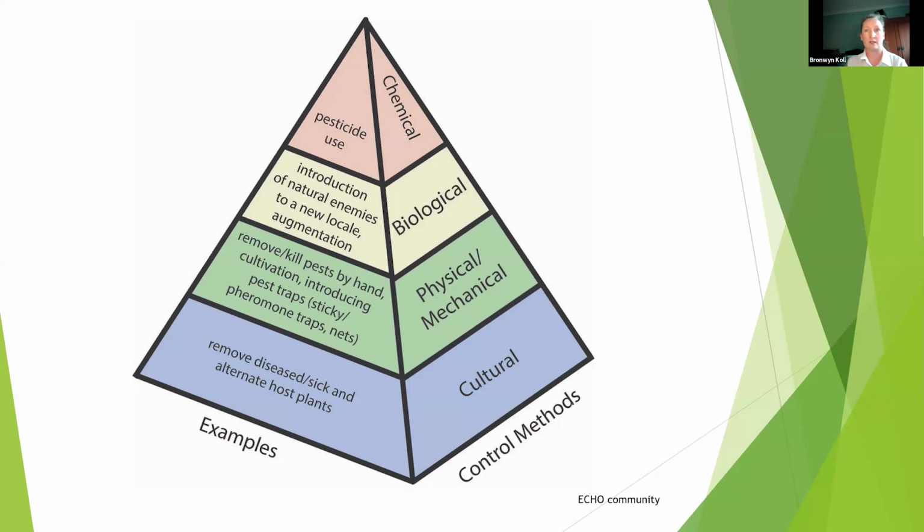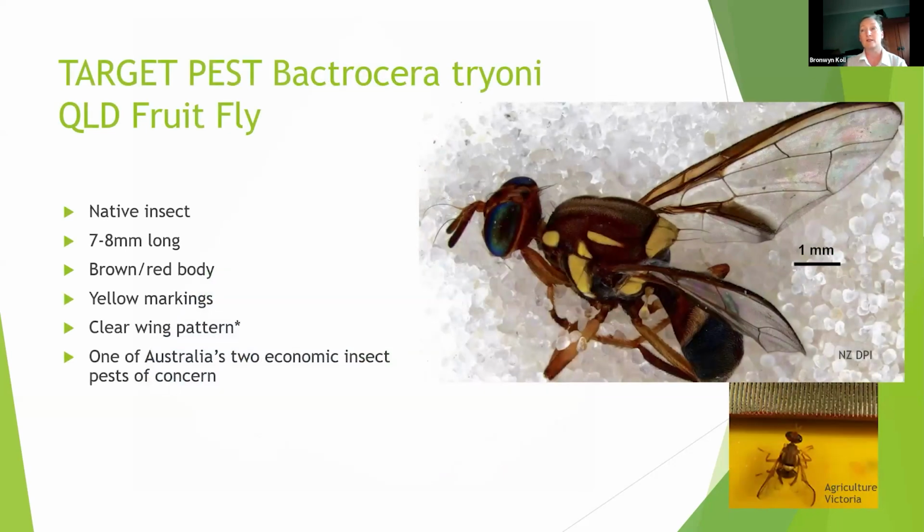So let's start doing an IPM strategy for Queensland fruit fly. This is our target pest. Queensland fruit fly is native to Australia. It's native to the east coast of Queensland. It's 7 to 8 mil long. It has a brown-red body. It has distinct yellow markings, and they are the shoulder pads and the stripes on the back and the triangle on the back. It has a relatively clear wing pattern, and it is one of Australia's two most damaging economic insects. So this is a concern for biosecurity, trade, productivity. The other one's Mediterranean fruit fly, and we'll touch on that later.